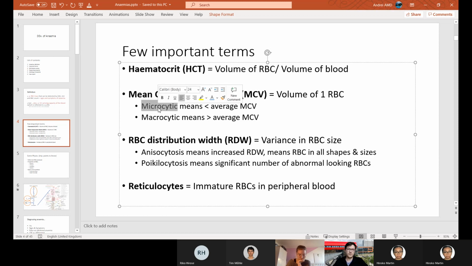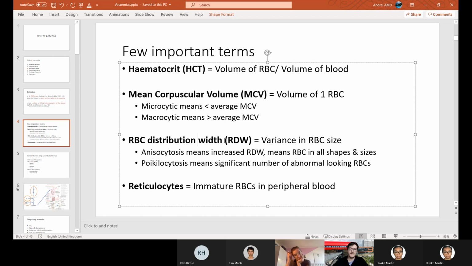So you'll see later that we will have microcytic anemias, and that means that the volume of the cell is decreased. So you just have a smaller cell, and you can measure it by looking at a blood smear. Then you have macrocytic, which means just the larger than normal cell.